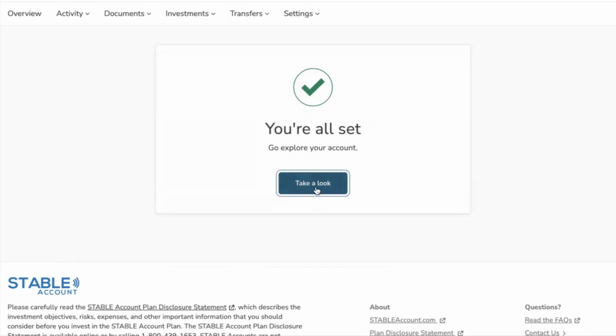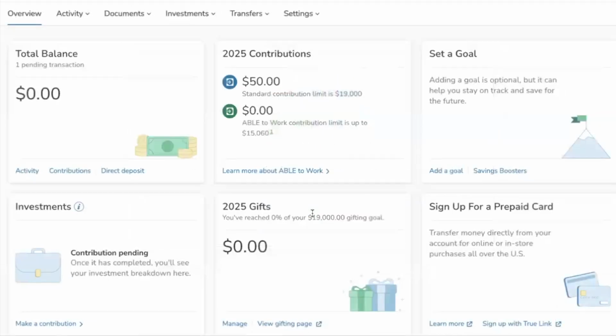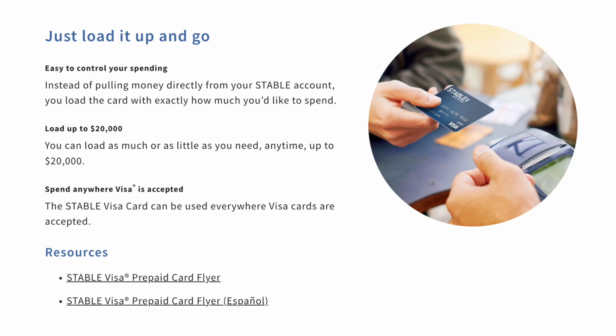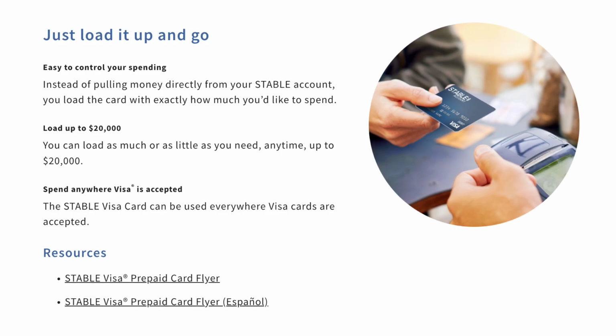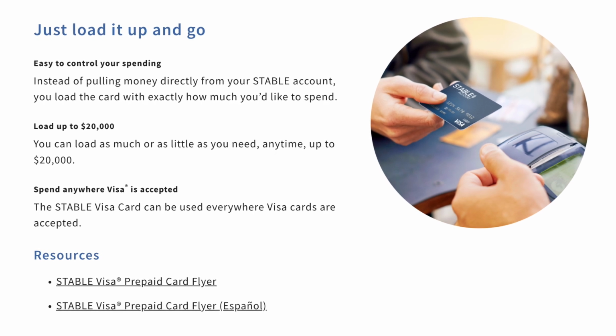All right, it says you're all set. Take a look. So now we get to see what it looks like. This is the home page. At this point, you've crossed the finish line. You have set up your stable account. Now, there are still a lot of great things and a lot of great tools with this stable account. I would very much encourage you to familiarize yourself with the web page. Look at how you can load and use the card. There's a lot of wonderful things you can do with a stable account.